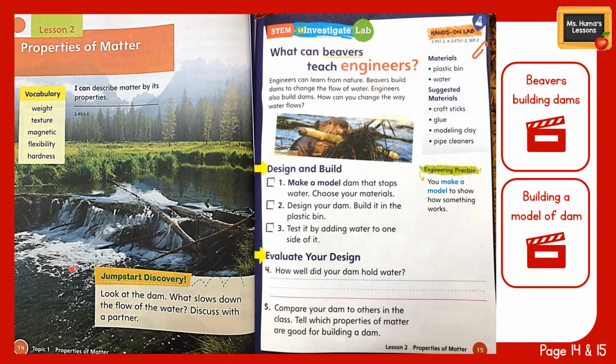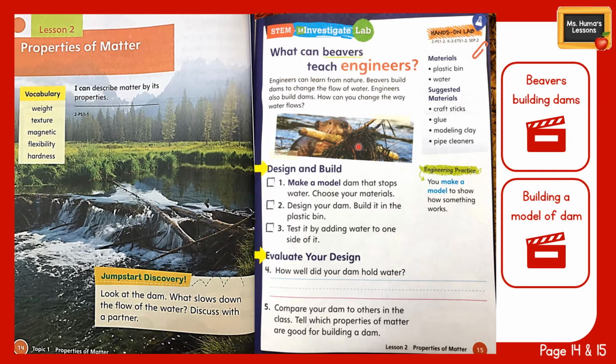So we don't want this. To stop this, we are building dams on the rivers to make the water flow slower. Now let's see here. What can beavers teach engineers? Now this animal is a beaver, and what he does is cut the trees and bring the branches of trees to stop the flow of water.